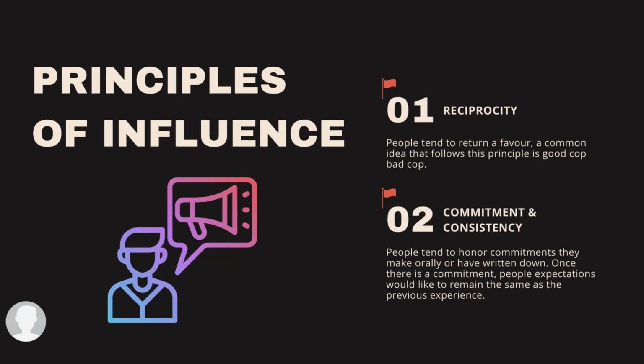Along with these trust principles, we have principles of influence, which get broken down into six main principles. There are more, but these are the most common. So you have reciprocity, where people tend to return a favor. A common idea that follows this principle is good cop, bad cop, where somebody will come in pretending to be a bad cop. They'll be harsh and everything, and then the good cop comes in, offers up a good deal only if the victim complies.